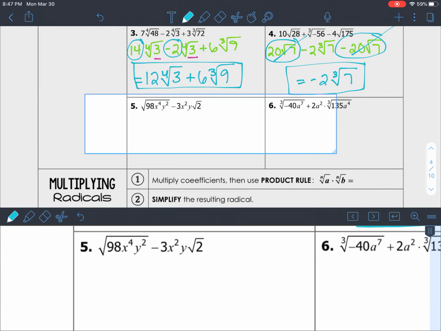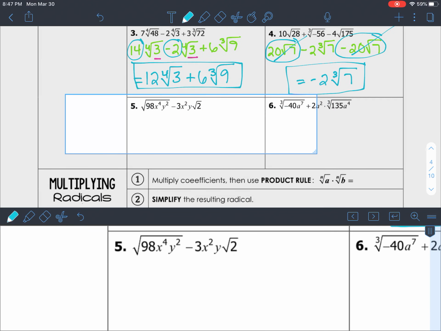All right, so now let's add some variables into the play. Nothing else changes. Everything else stays the same. So don't get too worked up about it. Everything's going to be all right.